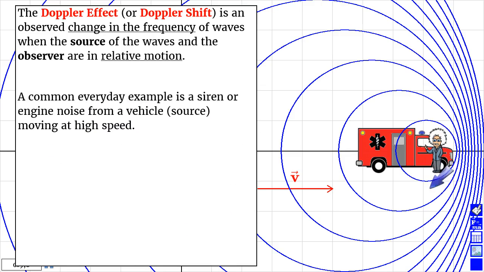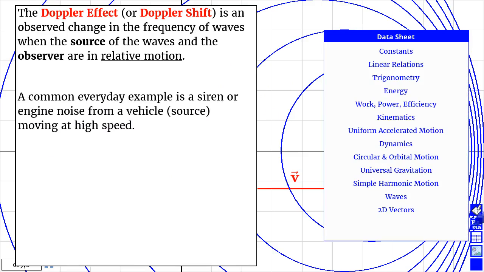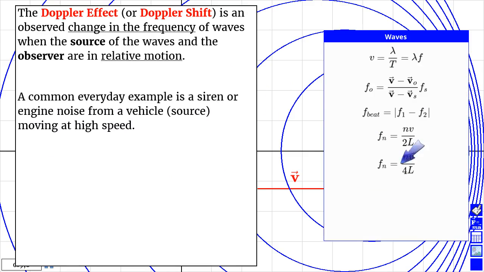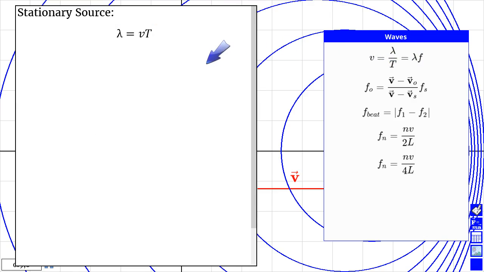If we start by referring to our datasheet and go to the waves section, the first equation is the equation from our last lesson, which tells us that the speed of the wave is equal to the wavelength divided by the period. We can rearrange that by multiplying both sides by the period. That will isolate the wavelength. So the wavelength should equal the speed of the wave multiplied by the period.